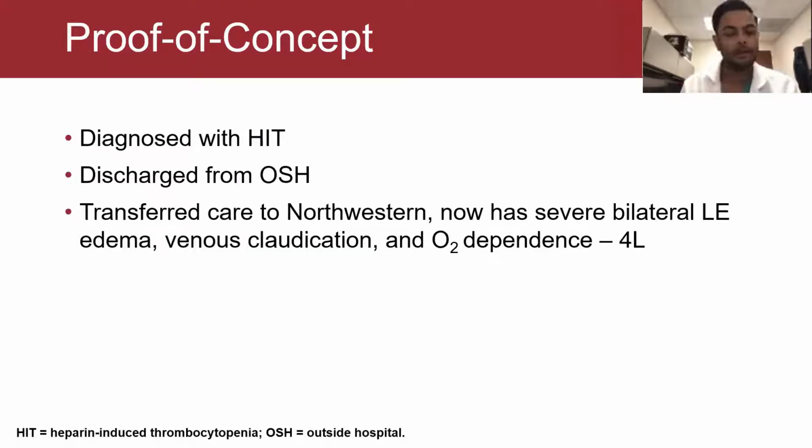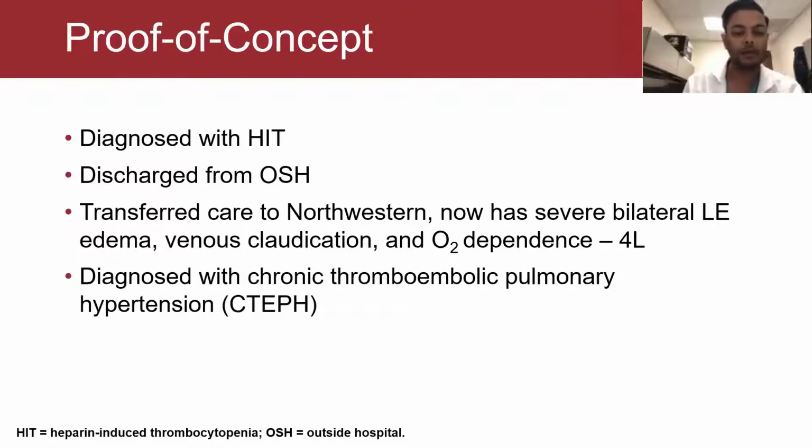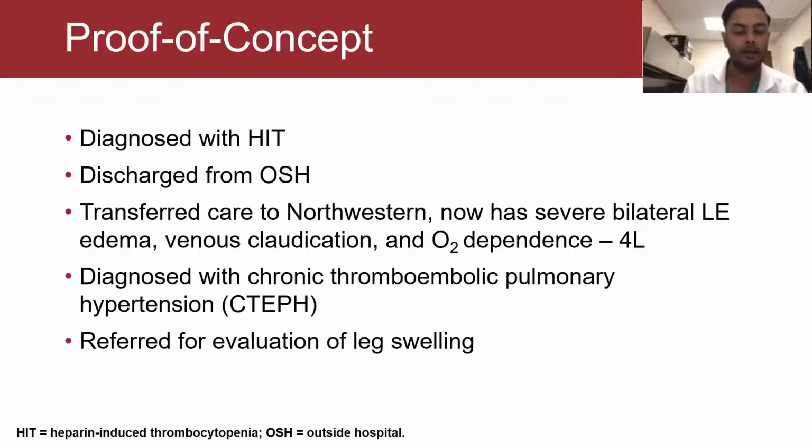Now he has severe bilateral extremity edema. He has venous claudication, and he is now O2 dependent at 4 liters at baseline on home O2. He was diagnosed via VQ scan, coronary angiography, and right heart cath with chronic thromboembolic pulmonary hypertension, and we have a CTEPH practice here. So this patient needs to be cared for in multiple ways, and he was referred to me for evaluation of his leg swelling.